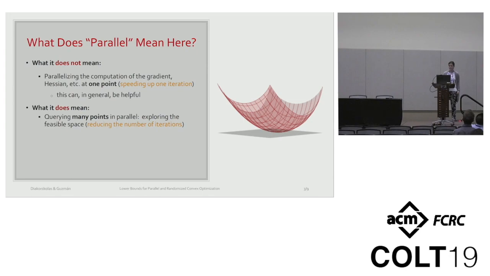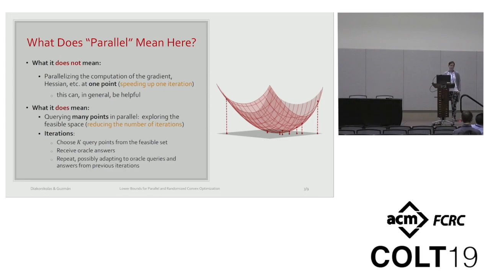So what your iterations would look like, in every iteration, as shown on the right, you would choose some k points from the feasible sets. You would query the oracle and receive the local information about the function. And then in the next iteration, you just repeat the same thing, but now you can adapt to whatever you learned from the previous rounds of computation. So maybe you can query the points that are closer to the function minimizer.